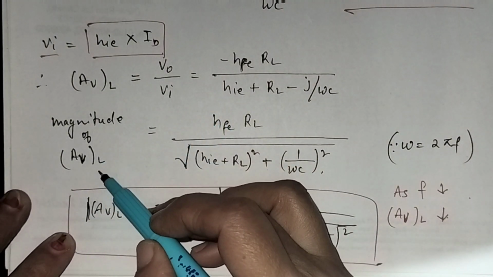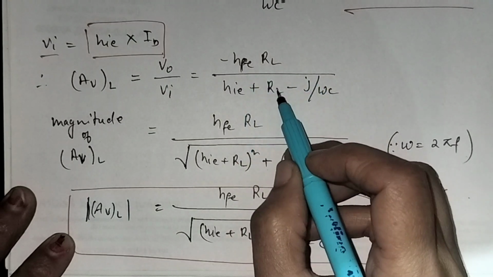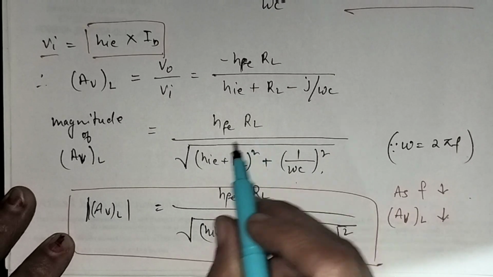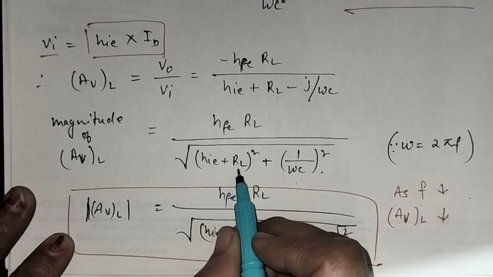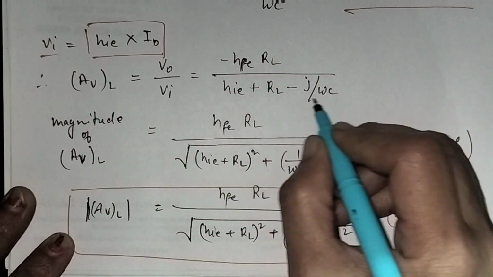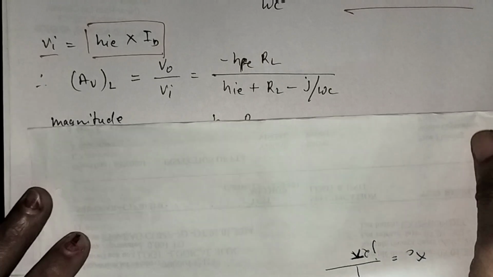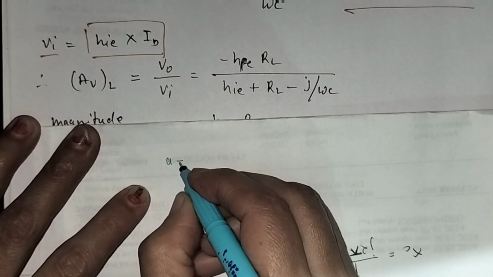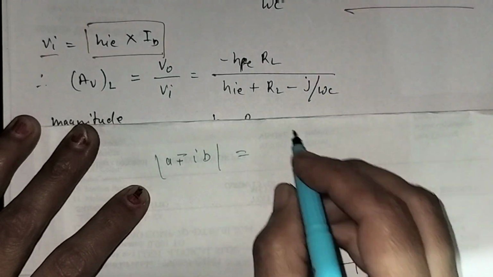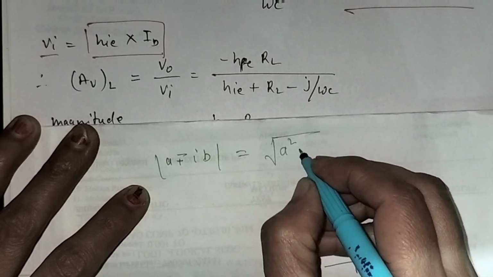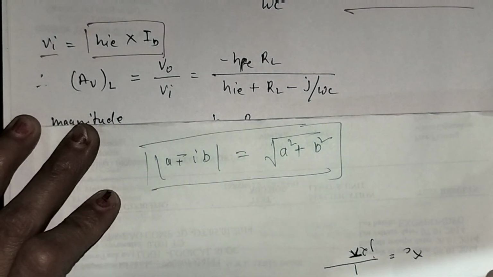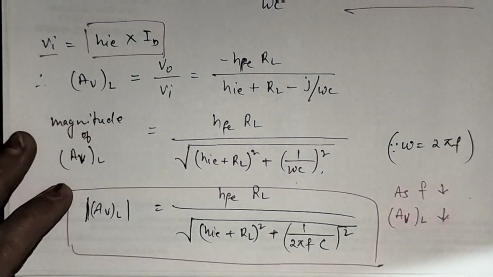Now to find the magnitude of the voltage gain, we will put this term in the modulus. So the expression for the magnitude is HFE into RL divided by the square root of HIE plus RL, meaning the square of this term plus the square of this term. As this is a complex expression, to find the magnitude, the formula is: for A plus or minus jB, the mod, meaning the magnitude, will be the square root of A square plus B square. So we have applied this formula here.